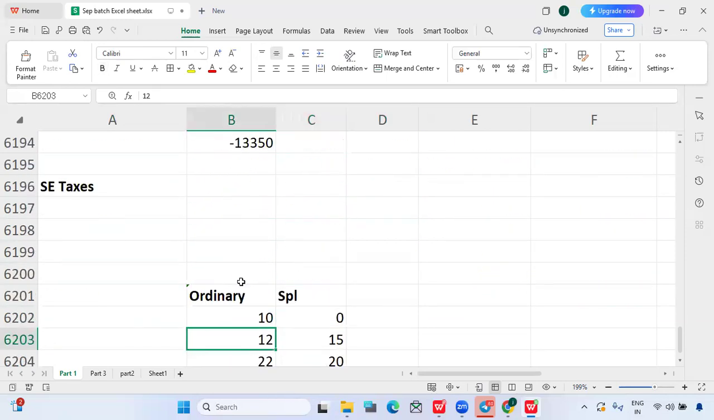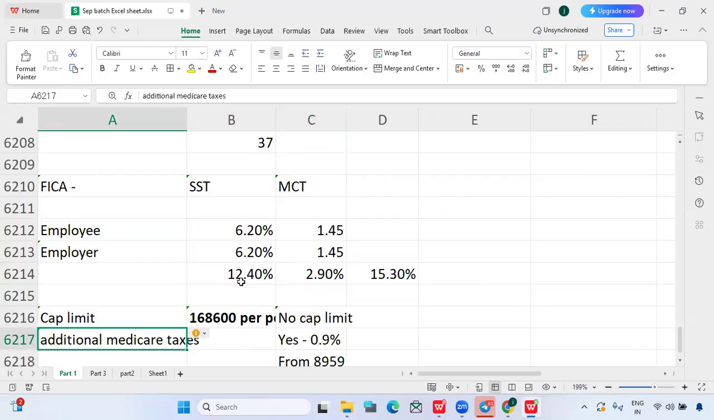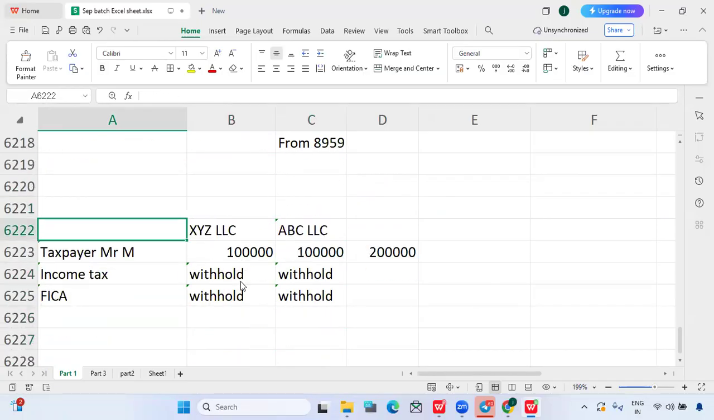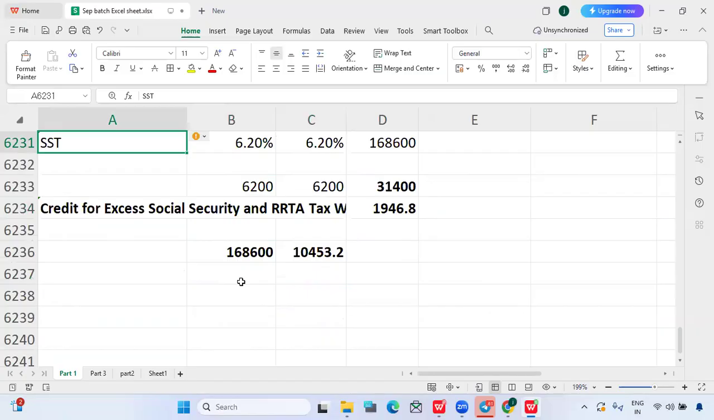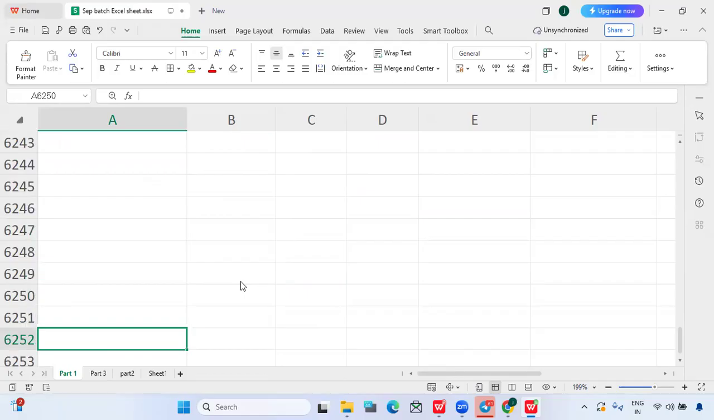Okay, so in this way we have to do the calculation. Jay, now, yeah, the employer always withholds both shares, right? Employee share plus employer share. Exactly. The employer will always do the withholding, both. Okay, thank you.